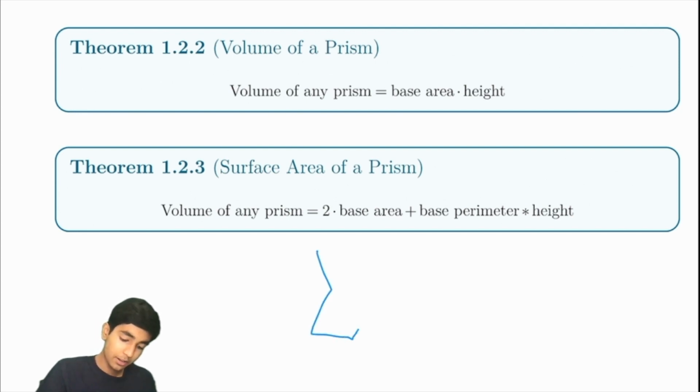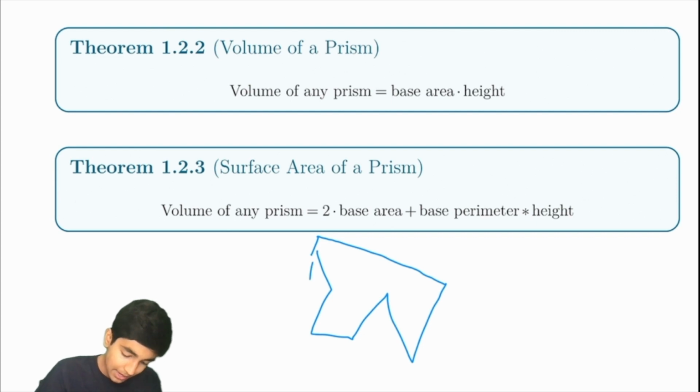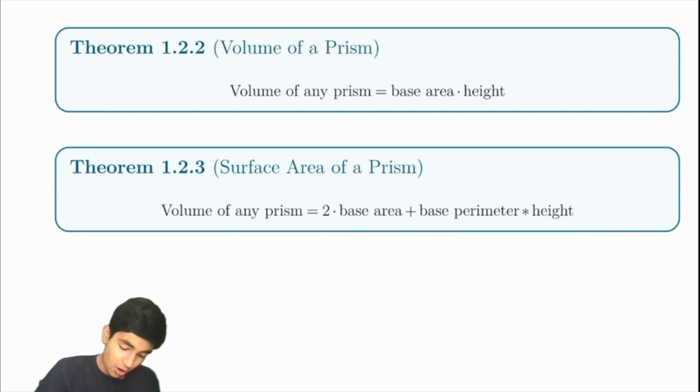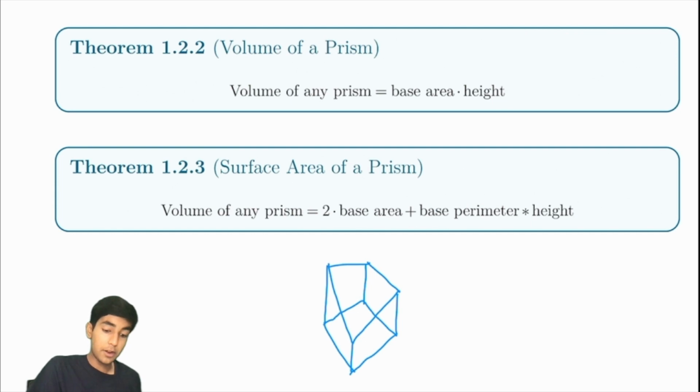Let's say we have some weird kind of funky prism like this. Doesn't matter, it could be anything. Or let's make it a little bit simpler so I don't have to draw a complicated diagram. Let's say we have a prism like this. As you can see, it's not rectangular because it works for any prism, not just a rectangular one. How do we find the surface area of a prism like this?